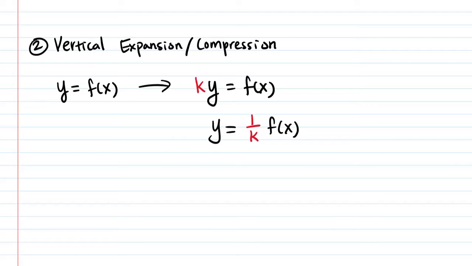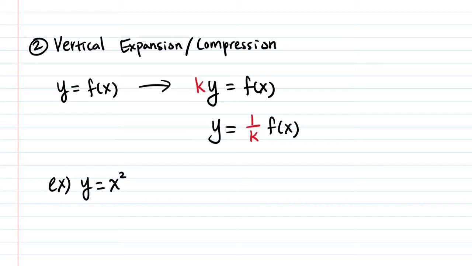When you have this form, it tells us that the constant multiplication is happening outside the function. But if you're using the first form, ky is equal to f of x, that is also the same idea. It's just to show you that the k is multiplied to the variable y. Okay, let's take a look at some examples.